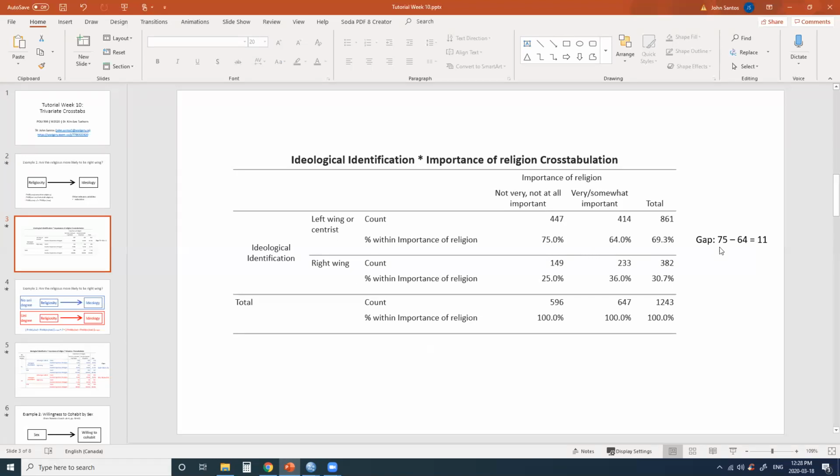And so we see this gap of 11 points where religious folks are 11 points more likely to identify as right-wing, and non-religious folks are 11 points more likely to identify as left-wing compared to those folks who are religious.